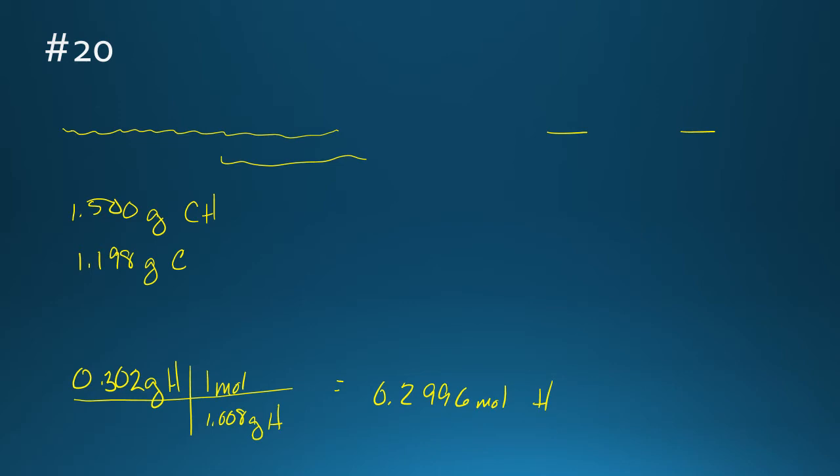Now I'm going to do the same thing for the carbon. Okay, so we're going to take that many grams and convert it to moles. So 12.01 grams for 1 mole of carbon. All right, 1.198 divided by 12.01, and we end up with 0.09975 moles of carbon. Do you remember what the next step was?